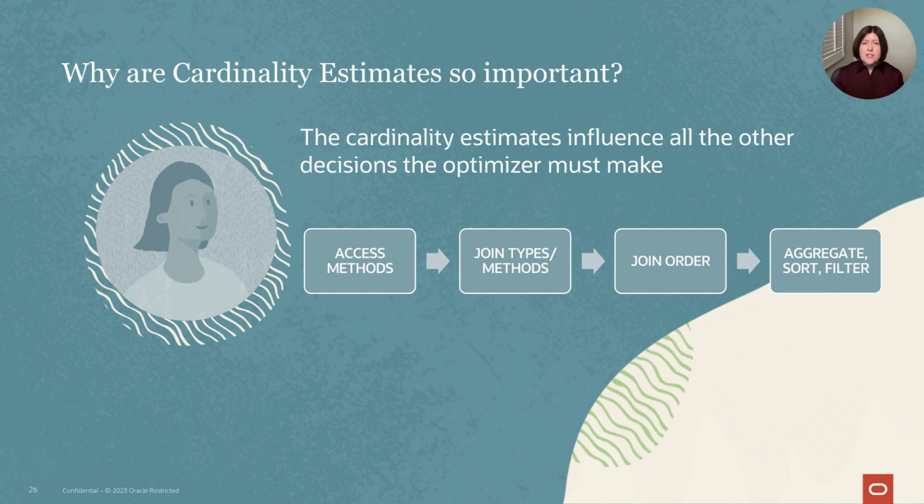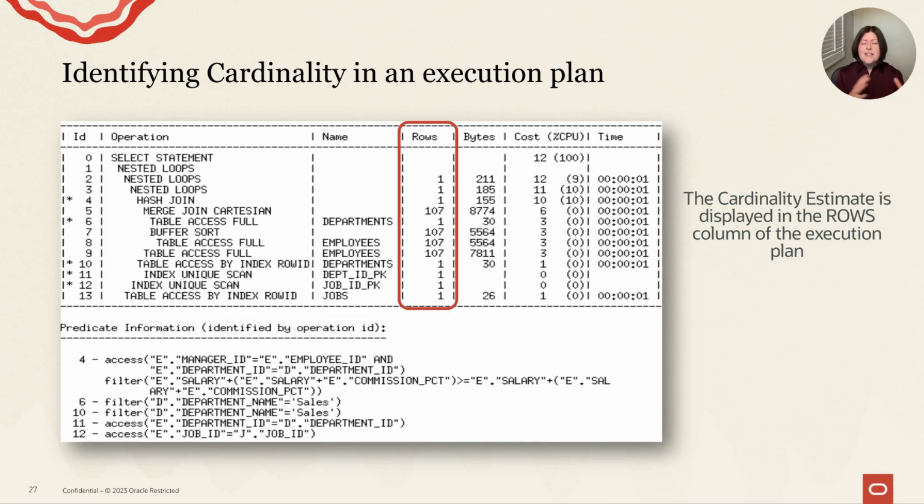So if it's so important, how do I know if the cardinality estimates are correct for my particular SQL statement? Well, the optimizer will actually show you the cardinality estimate it came up with for each operation in the plan in the rows column inside the execution plan. But that's just the estimates. How do we know if the estimates are actually correct?